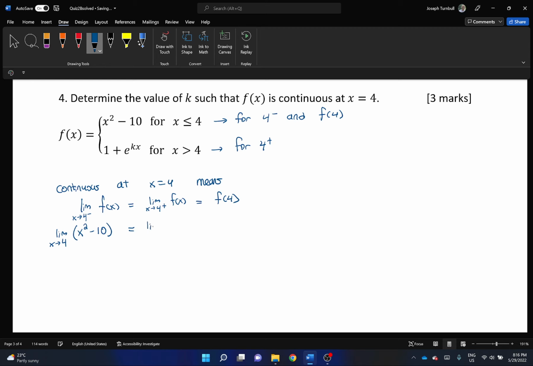For the second part, I'm going to do the same thing. The part of the piecewise function that corresponds to the right, I'm just going to select it. I no longer need to put 4 plus because I'm using the part of the function that is 4 plus. Okay, and then f of 4, that's the top part of the piecewise function. I'm going to replace the x with 4, so 4 squared minus 10. Okay, now I'm going to take the limit of those two pieces there. So 4 squared minus 10 equals 1 plus e to the 4k equals 4 squared minus 10.